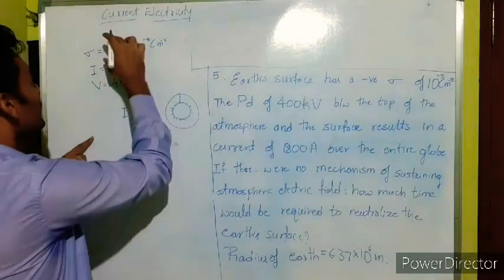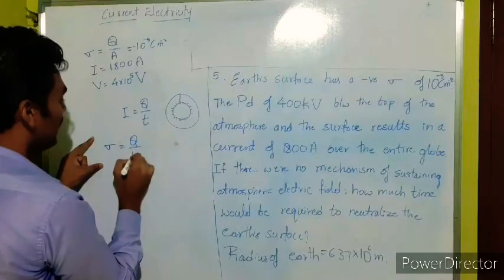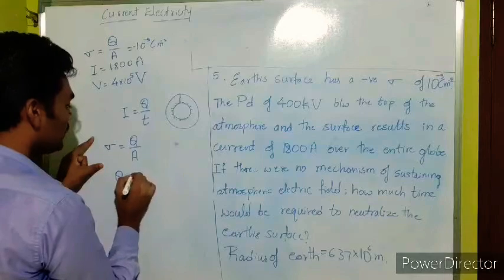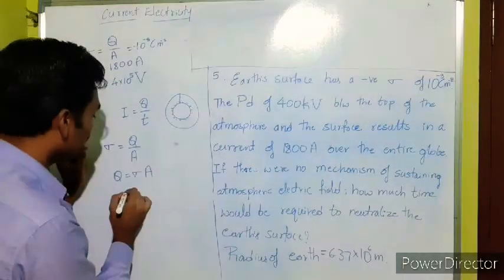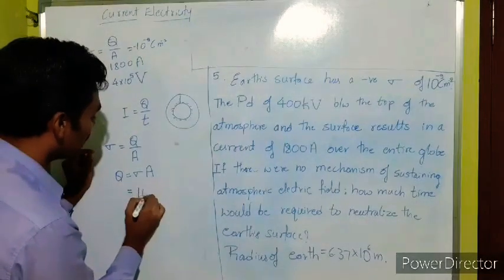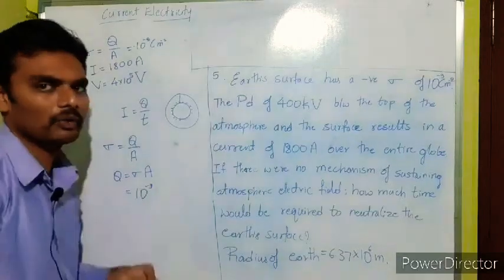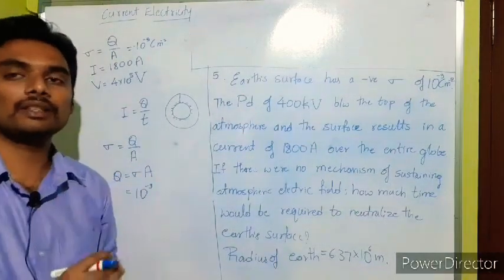From this formula we know that sigma is equal to Q by A, right? So what does Q become equal to? Q becomes equal to sigma A, right? Is the value of sigma given? Yes, it is given, 10 to the power of minus 9. Is the value of A given? What is A here? A is the total surface area of the earth.